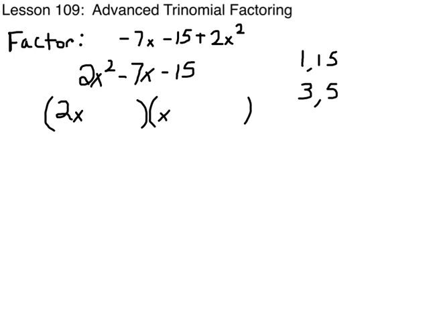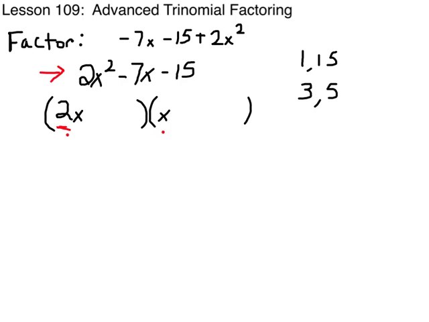We're going to start out factoring like we normally would. In this example, things are a little out of order. So the very first thing we need to do is to put it in correct order, factorable order. All right, so we have 2x squared, so that's going to be 2x times x.